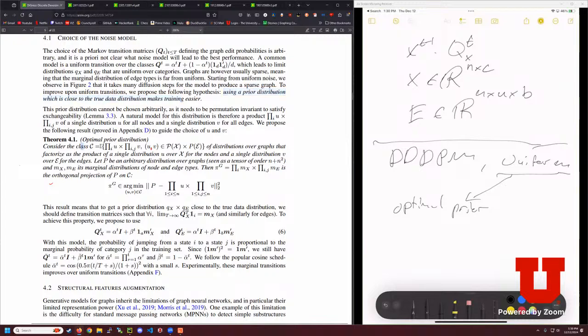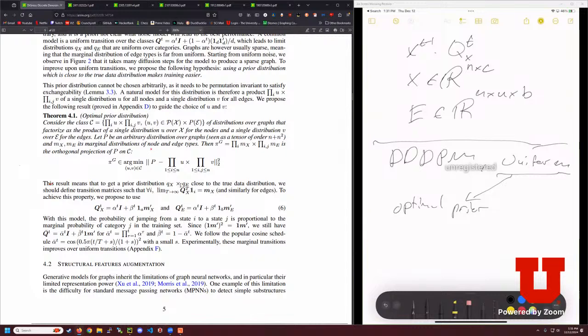where they say if you consider the class for which they've defined this graph of distributions over the graph that factorize the product, you can find these marginal distributions, and then these marginal distributions are basically an orthogonal projection onto the class. So that means they claim they can choose a prior distribution that is close to the true data distribution.